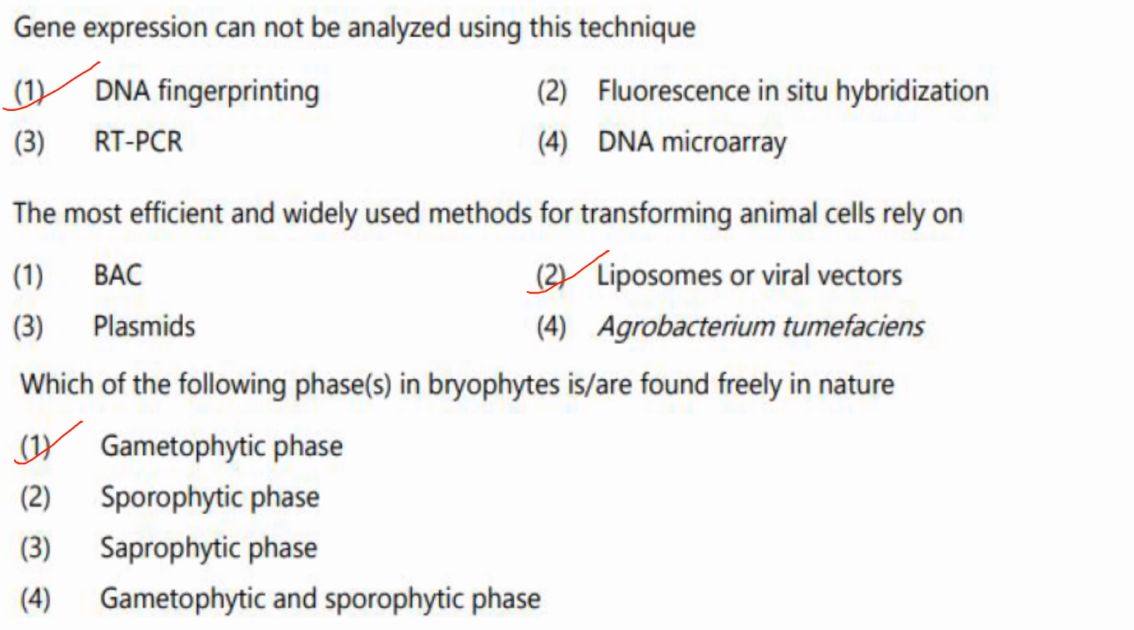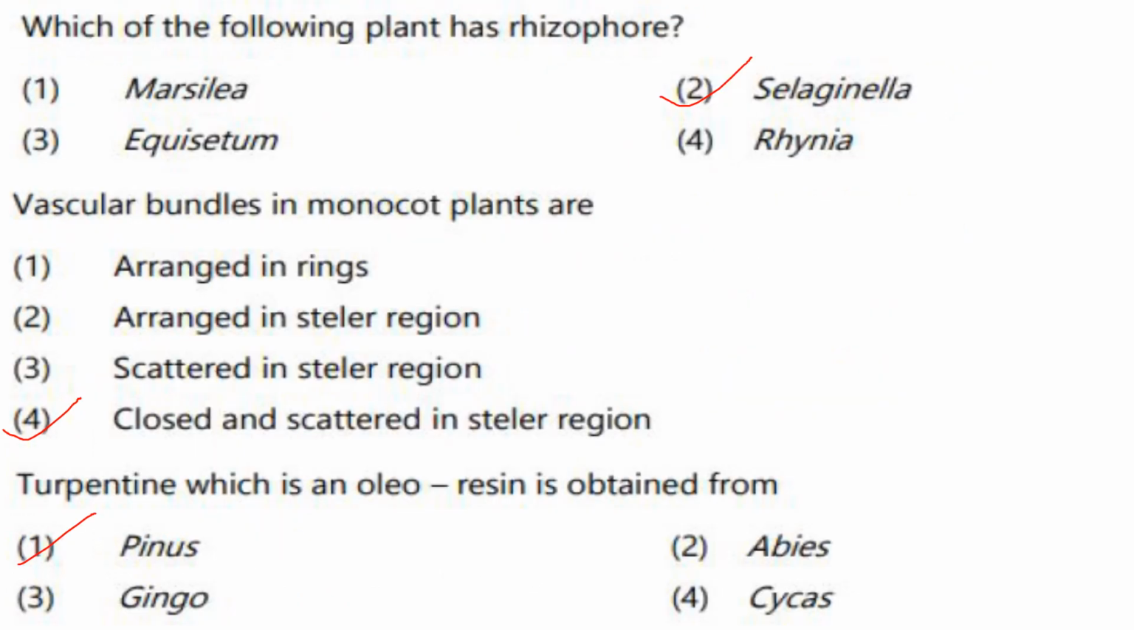Then next one. Which of the following phases in bryophytes is or are found freely in nature? The gametophytic phase is found freely in nature. Answer is option 1. Which of the following plants has rhizophore? Rhizophore is an organ that functions as a precursor to roots, and it provides anchorage, water and nutrient uptake. So it is a primitive characteristic and it is found in Selaginella.